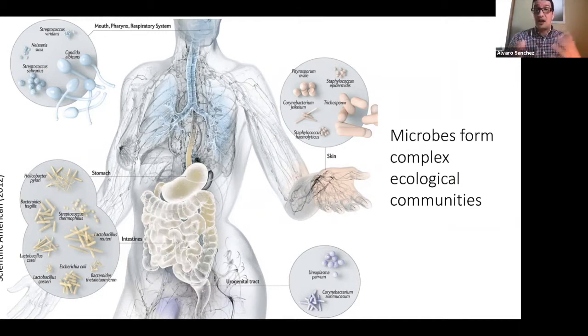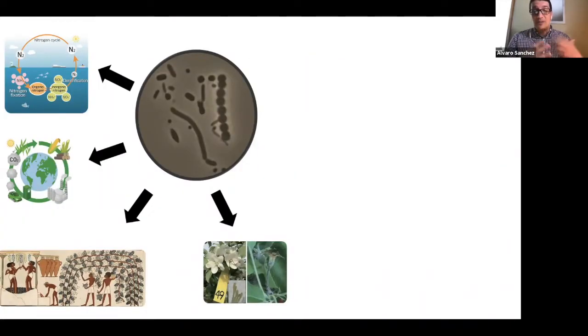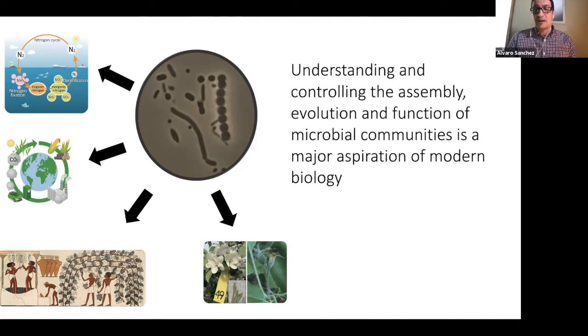And those interactions are what give rise to many of the collective properties of these communities, right? When we think of all of the things and all of the services and functions that microbes provide, they are the collective property of a large number of individuals whose actions are responsible for what we're seeing, right? So the composition of these communities is actually quite critical for all of these services they provide. And for that reason, understanding and controlling how communities form, how they evolve, and how the function of microbial communities emerges from the composition they have is a major goal in modern biology.